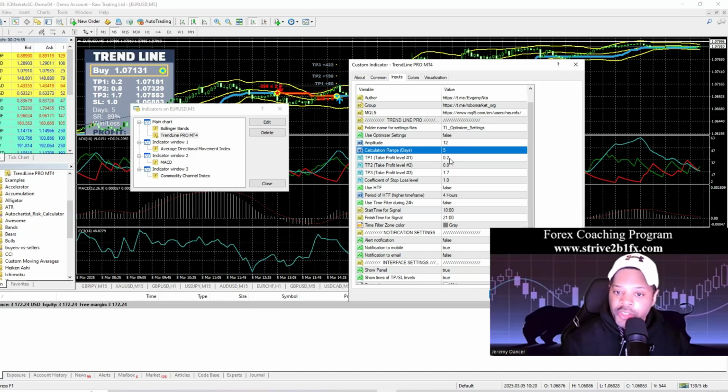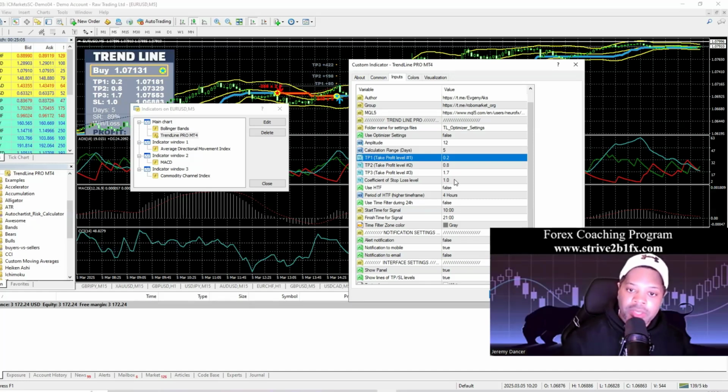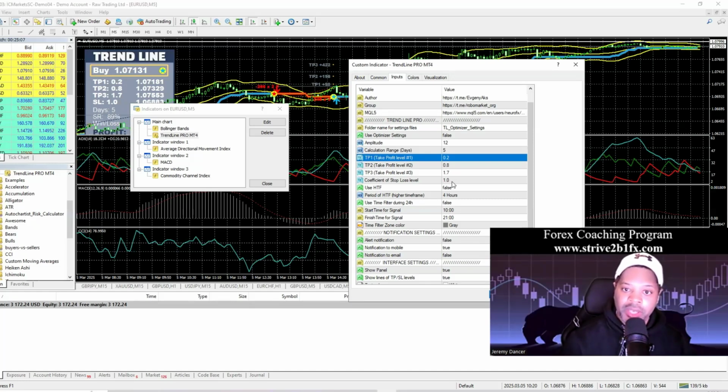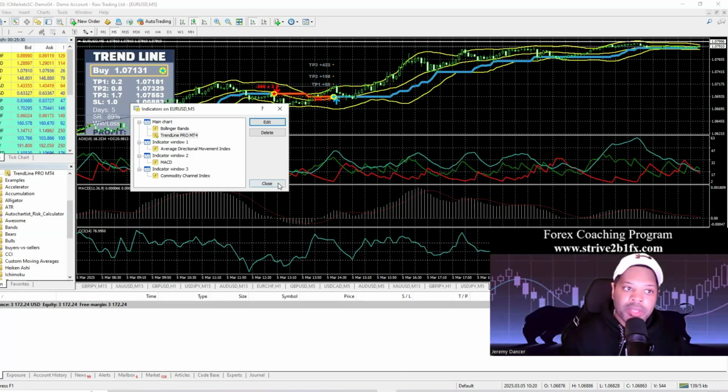Now, you can also adjust the take profit and stop loss levels. So if you notice that the signals is giving you like 100 pip stop losses or like 1,000 pip take profits or like only 5 pip take profits, then you can adjust these numbers and see how they work. All right. But for me, I have this where I want it. So I'm just going to leave everything as is. And then we're going to close that.